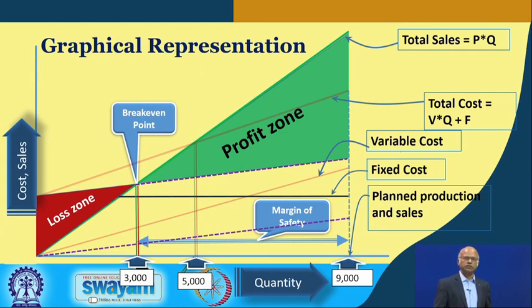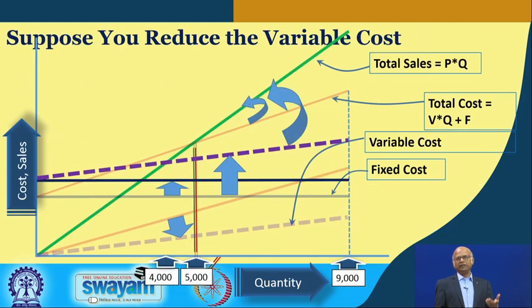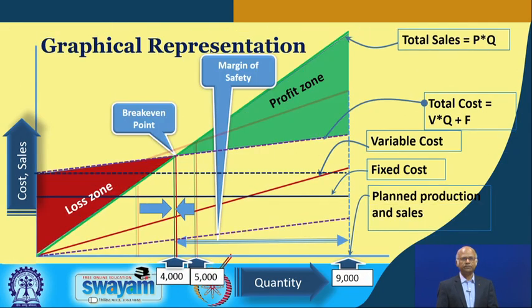Fixed cost is fixed cost, that means it remains horizontal, but the line will be shifted upward. This is the new variable cost, this is the new fixed cost, and this is the new total cost. Now let us see where the break-even point moves. The break-even point is here, which is slightly higher than the previous one, but lower than the original one where we started the discussion. So here is a comparison.